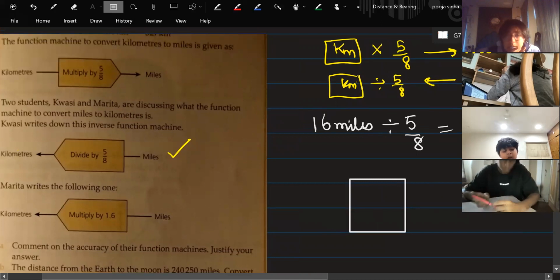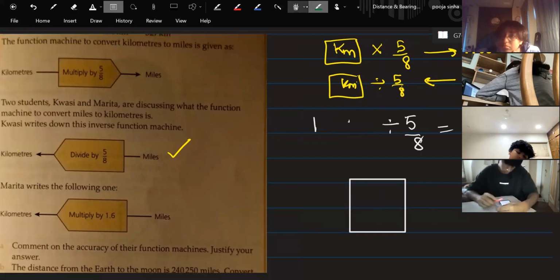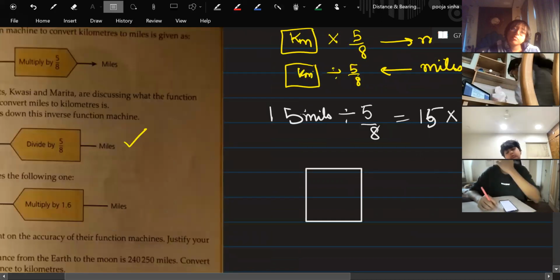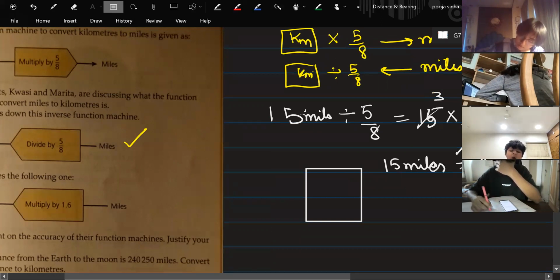You can cancel it, right? 8. Yeah. I will do one thing. I'll just make it not 16. I will make it 15 for easier calculation. I'm just changing my question a bit. So 15 miles. If I want it in kilometers, then I'll have to divide it by 5/8, which means multiplied by 8/5. So it'll get cancelled. 5 threes are 15, so 8 threes are 24 kilometers. So 15 miles is equal to 24 kilometers.